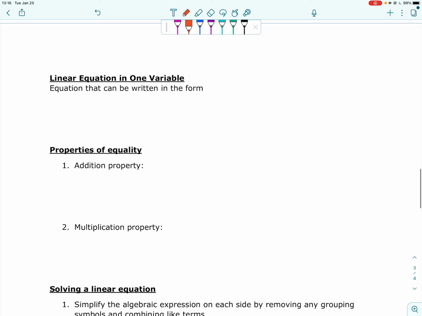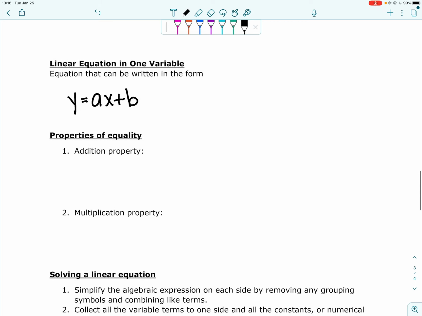And then the last thing in this section is looking at linear equations in one variable. So a linear equation in one variable is an equation that can be written in the form y equals ax plus b. We have two properties of equality. The addition property says that if you have a equals b, then you can add the same number to both sides, a plus c and b plus c, and it doesn't change the value.